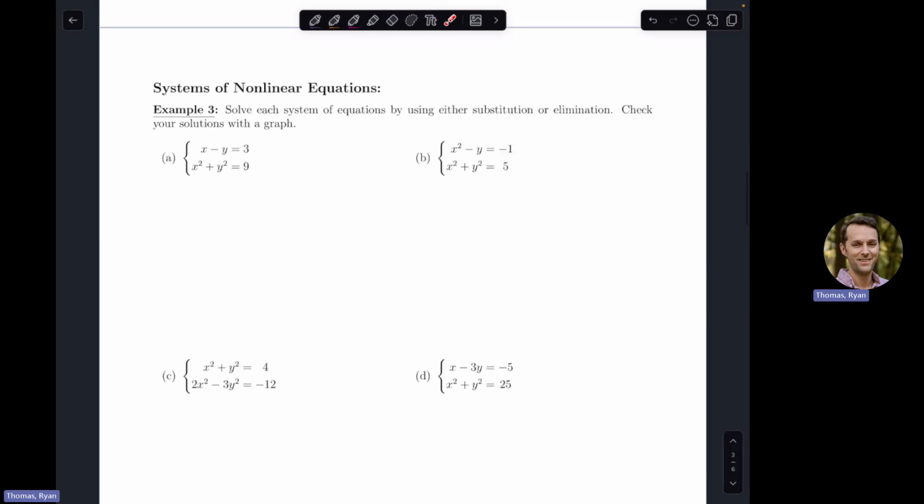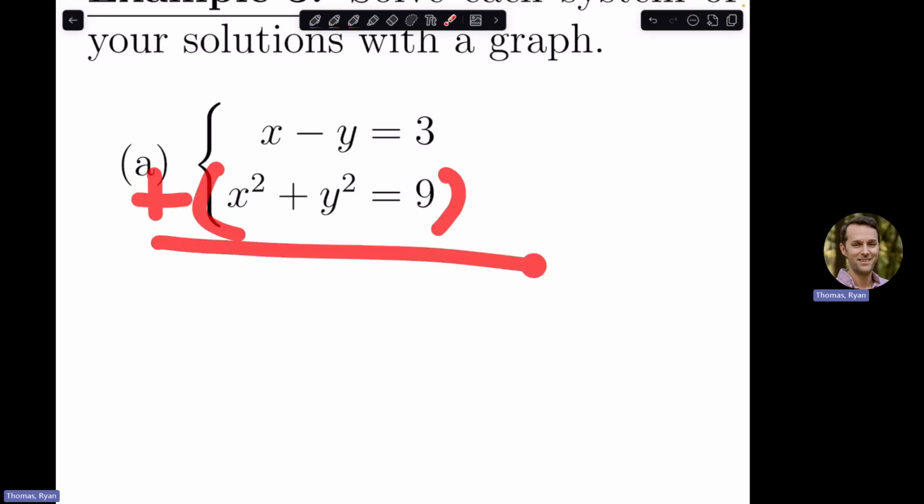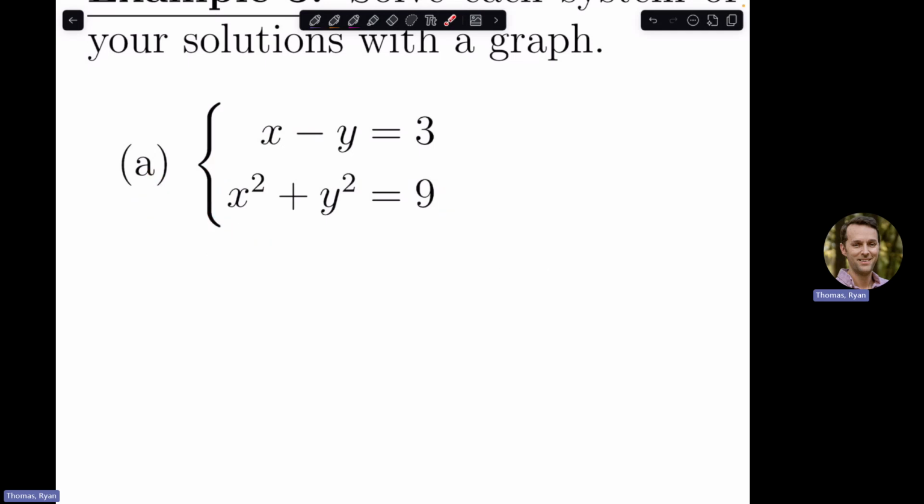We will get into, though, solving nonlinear equations as well. So for example, like this thing. This is a straight line, x minus y equals 3. But this, you've got x squared and y squared terms. And the way that the substitution and elimination ideas work, elimination in particular, is that when you combine things by adding or subtracting, you're only going to combine like terms. These are not like terms. These are not like terms.